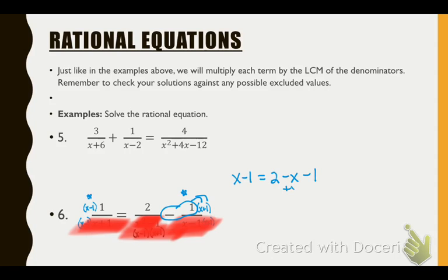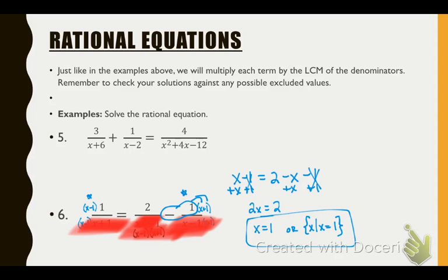So I'm going to add x to both sides. And I'm going to add 1. I'm going to add it over here with the negative 1 because then it's going to go away. So I have 2x equals 2. X is equal to 1. Or you can write it as x such that x equals 1. One of those two ways is good with me.